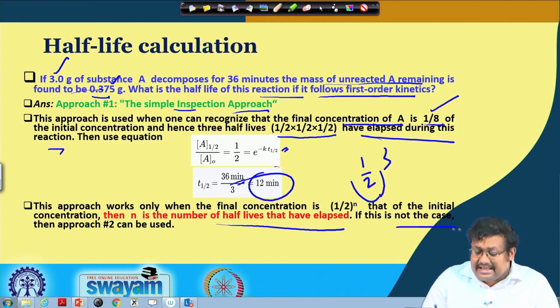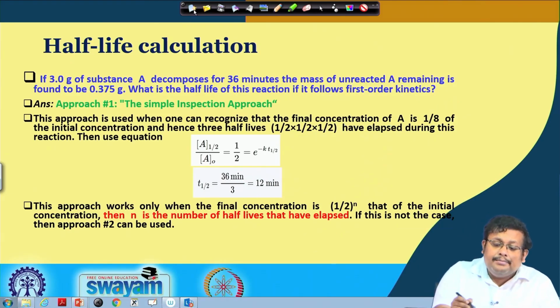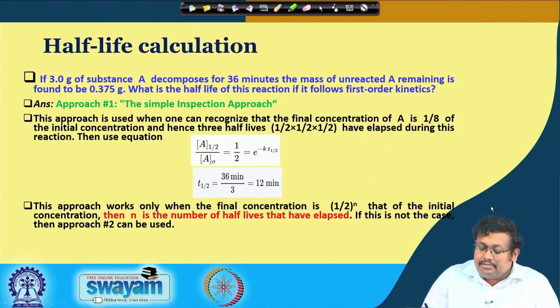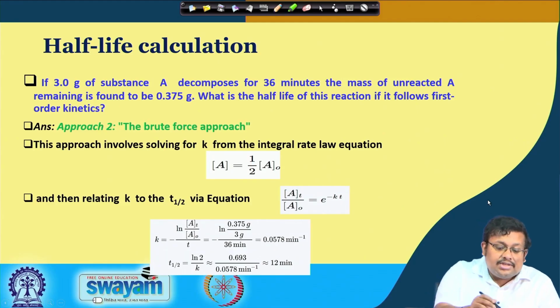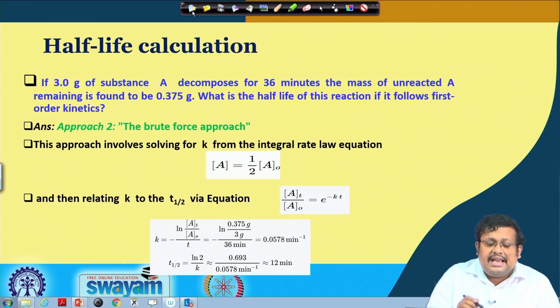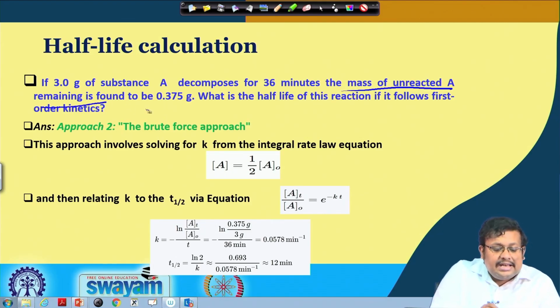Otherwise, if the final concentration is not 1/2 to the power n of the initial concentration, then we have to go for the brute force approach. And what is the brute force approach? Let us see. If 3 gram of a substance A decomposes for 36 minutes, the mass of unreacted A remaining is found to be 0.375 grams. It is basically the same problem.